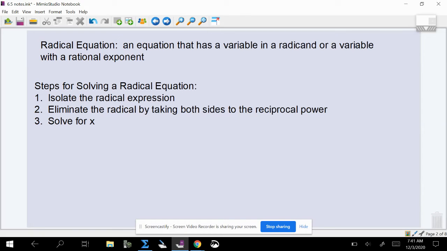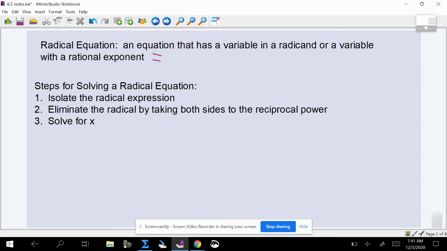We're going to spend a couple days talking about section 6.5. So 6.5 is on radical equations and rational exponent equations. This video is going to focus strictly on equations that involve square roots. What a radical equation means is anything that is an equation, which again has an equal sign, that has a variable, and it has something under the radical, or it has a variable that has a rational exponent.